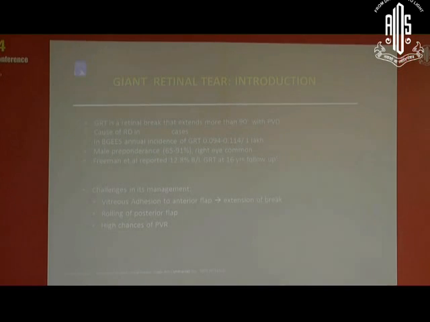So if we just go through the initial information, it's a retinal break that extends more than anteriorly with posterior vitreous detachment, and it's a cause of retinal detachment in 0.5 to 8.3% of cases. There are reports of its annual incidence of GRT. There is a male preponderance, the right eye is commonly affected, and you all know about the landmark study by Dr. Freeman, who reported 12.8% bilateral GRT at 16 years follow-up.